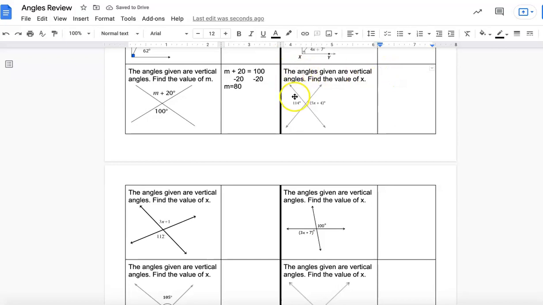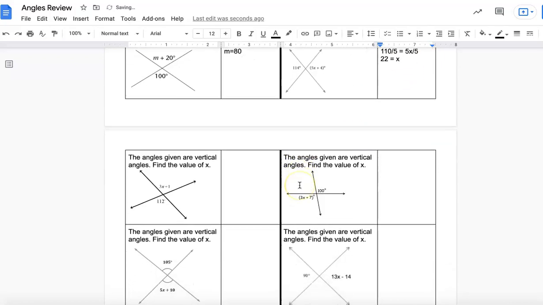Same thing here. We're given the fact that they are vertical angles. So we take one side, 114, and we set it equal to the other side, 5x plus 4. And from this point, again, if you're not confident with two-step equations, I understand. We subtract the 4 first. We're left with 110 equals 5x. Divide both sides by 5. And you get 22 equals X.